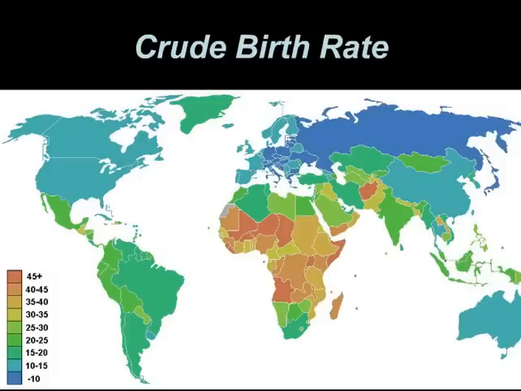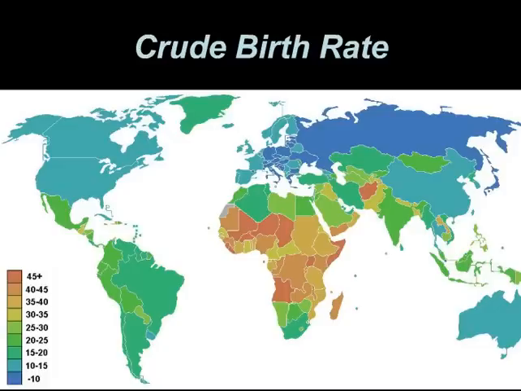Here's a map that shows crude birth rates, and so it's a way to indicate how many births occurred during a given year. So red in this case would be a very, very high birth rate, and then the blues, of course, a very, very low birth rate.